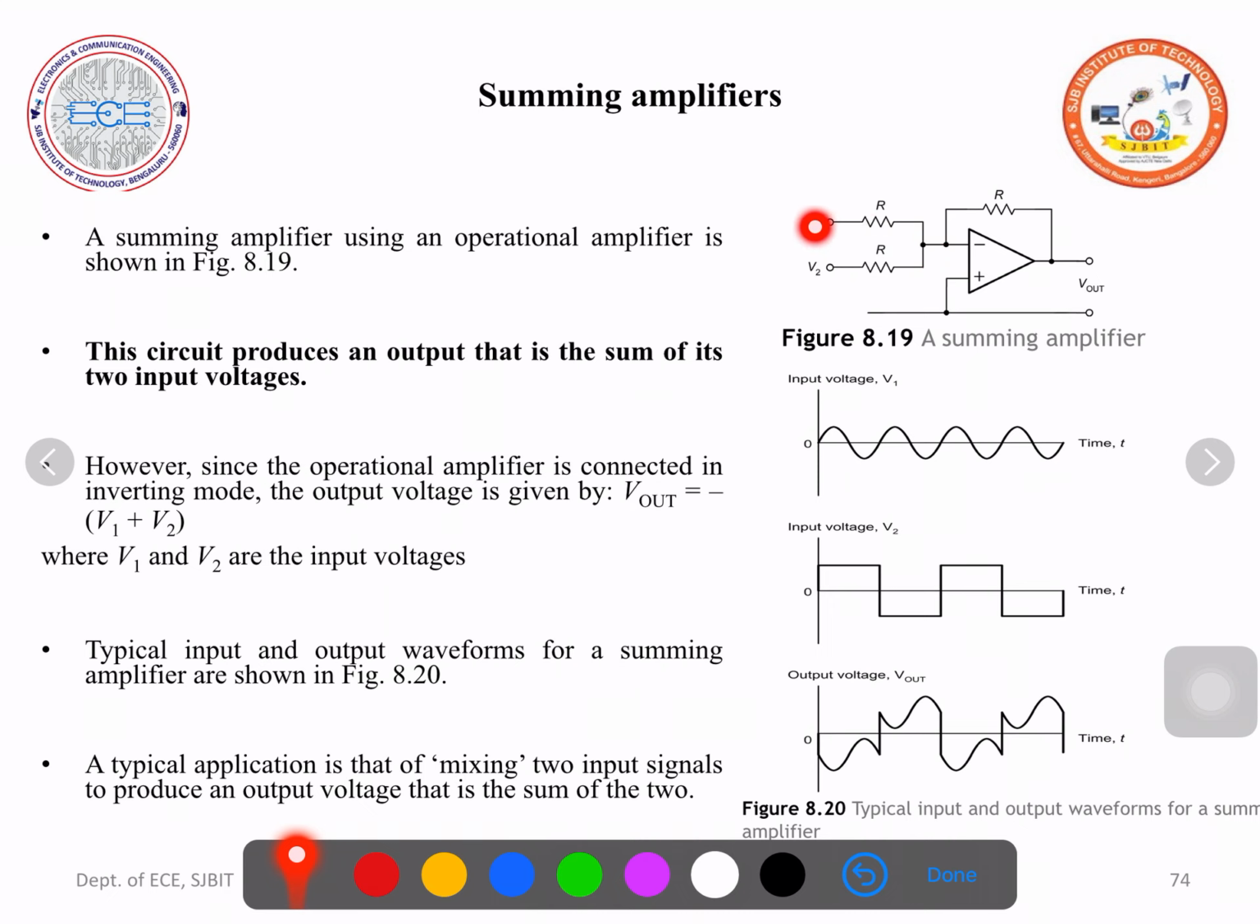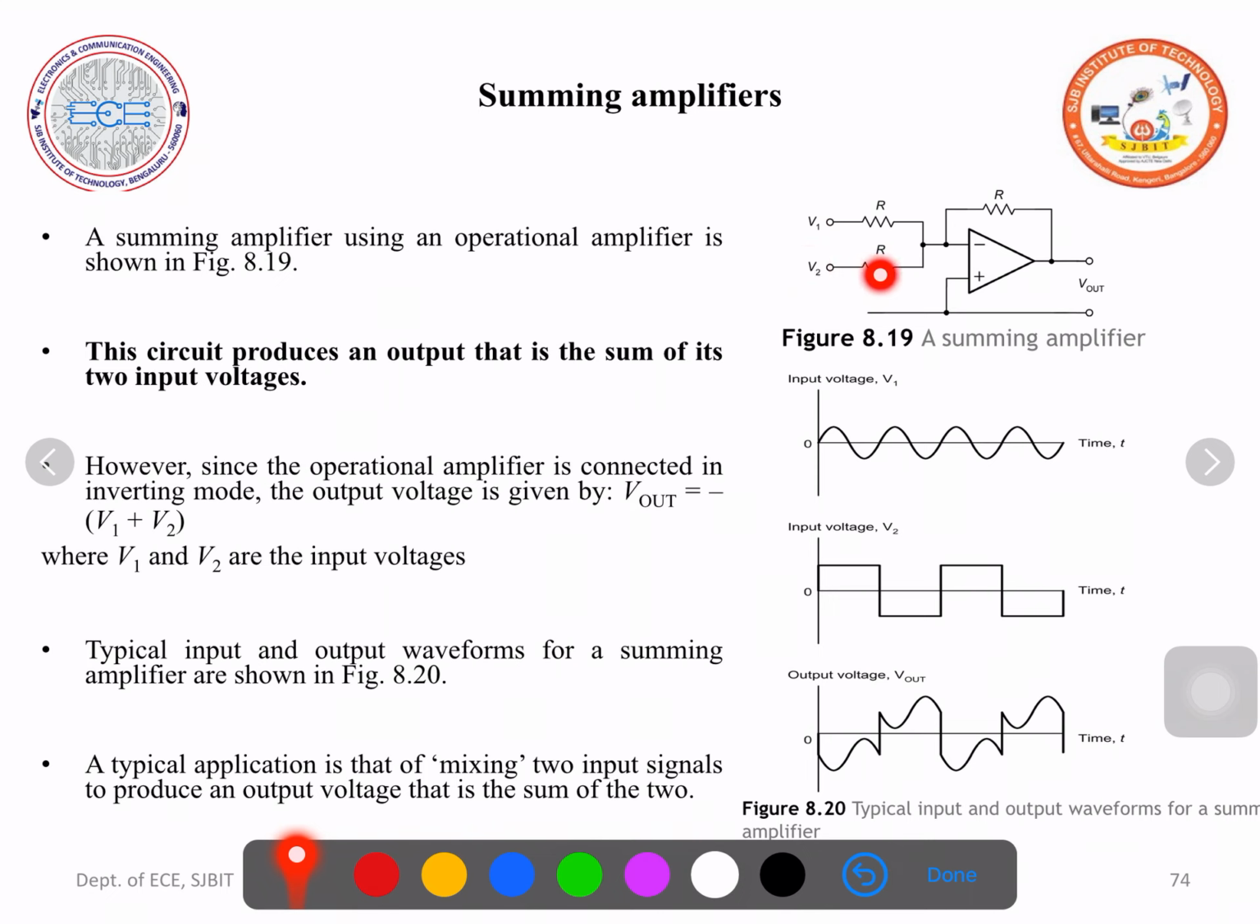To the inverting terminal, instead of one signal, now we are applying two signals through the resistance R. Here one signal, here one signal. Minimum two signals, because we want to add, so minimum two voltages we need. More than two also you can apply. You can connect one more resistor here and apply V1, V2, V3 or V1, V2, V3, V4, etc. For first semester this is sufficient.